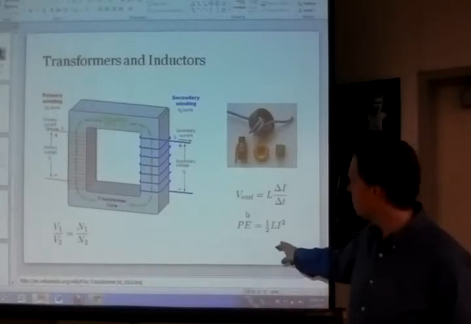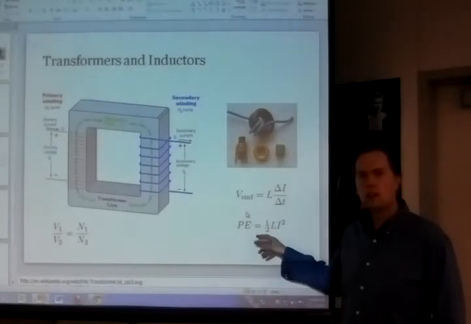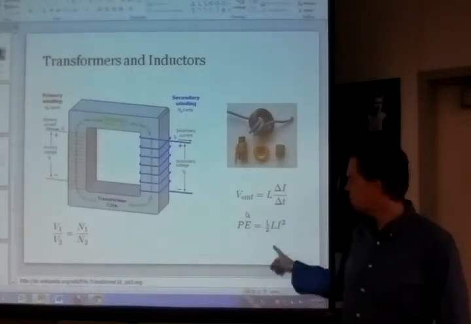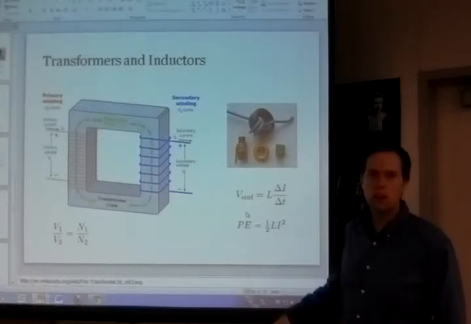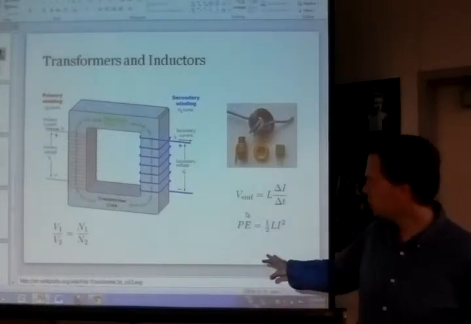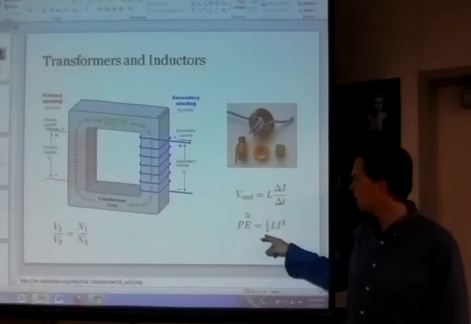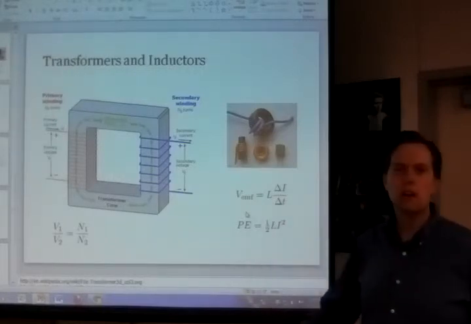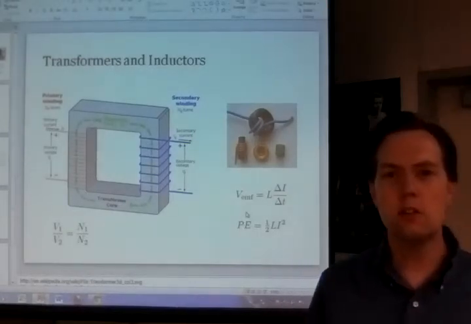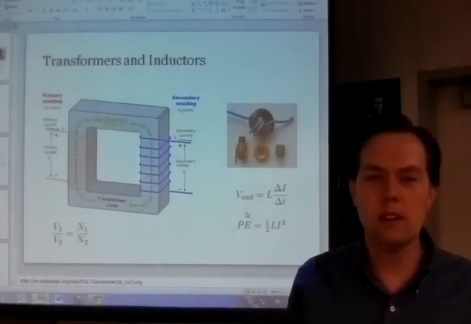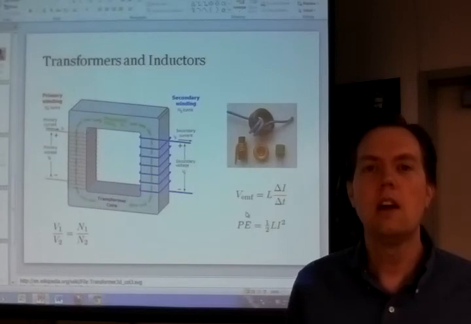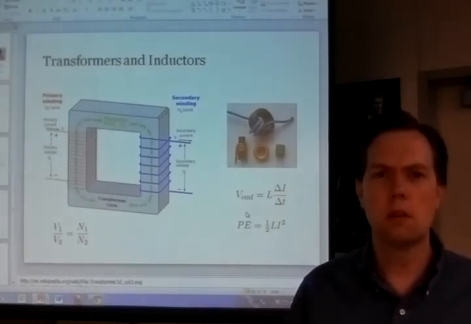And this is the amount of energy that it takes to bring an inductor up to a certain current level. This corresponds to a similar formula for the capacitor. Capacitor energy is 1/2 CV squared. So in a sense, I've got two parallel components. The capacitor is associated with the electric field. This inductor is associated with the magnetic field.